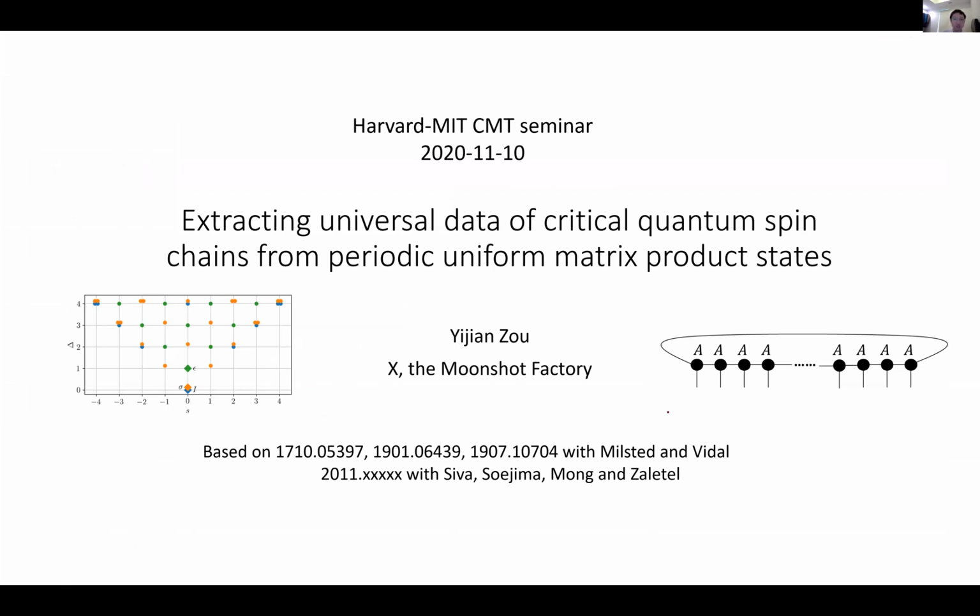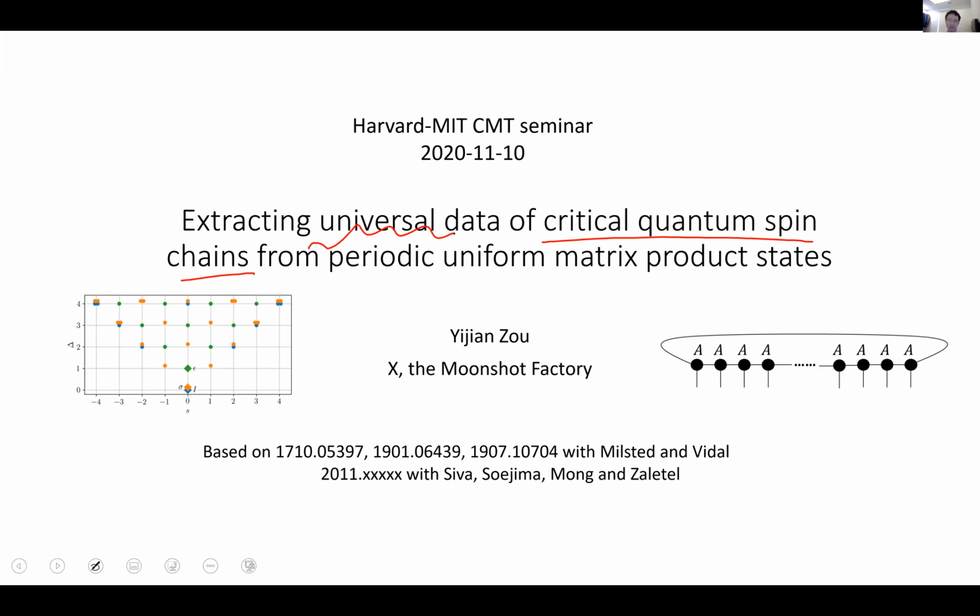Just for those who are not familiar with this topic, let me introduce these terminologies one by one. A critical quantum spin chain is a quantum spin chain at its critical point, which means the second order or higher order phase transition point. As you know, critical phenomena are universal, which means that there are many lattice realizations that could lead to the same long range or long distance behavior. And this long distance behavior is called universal.